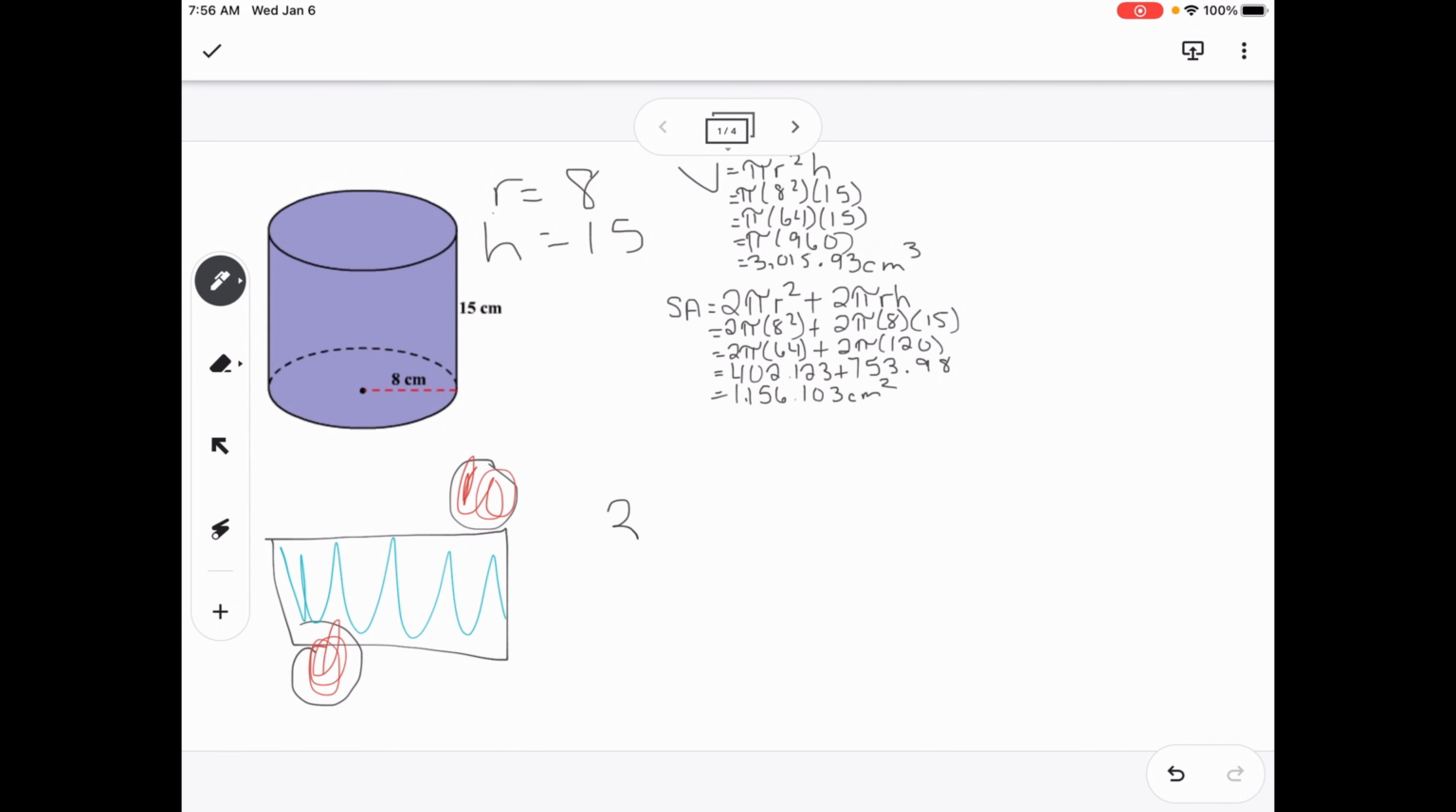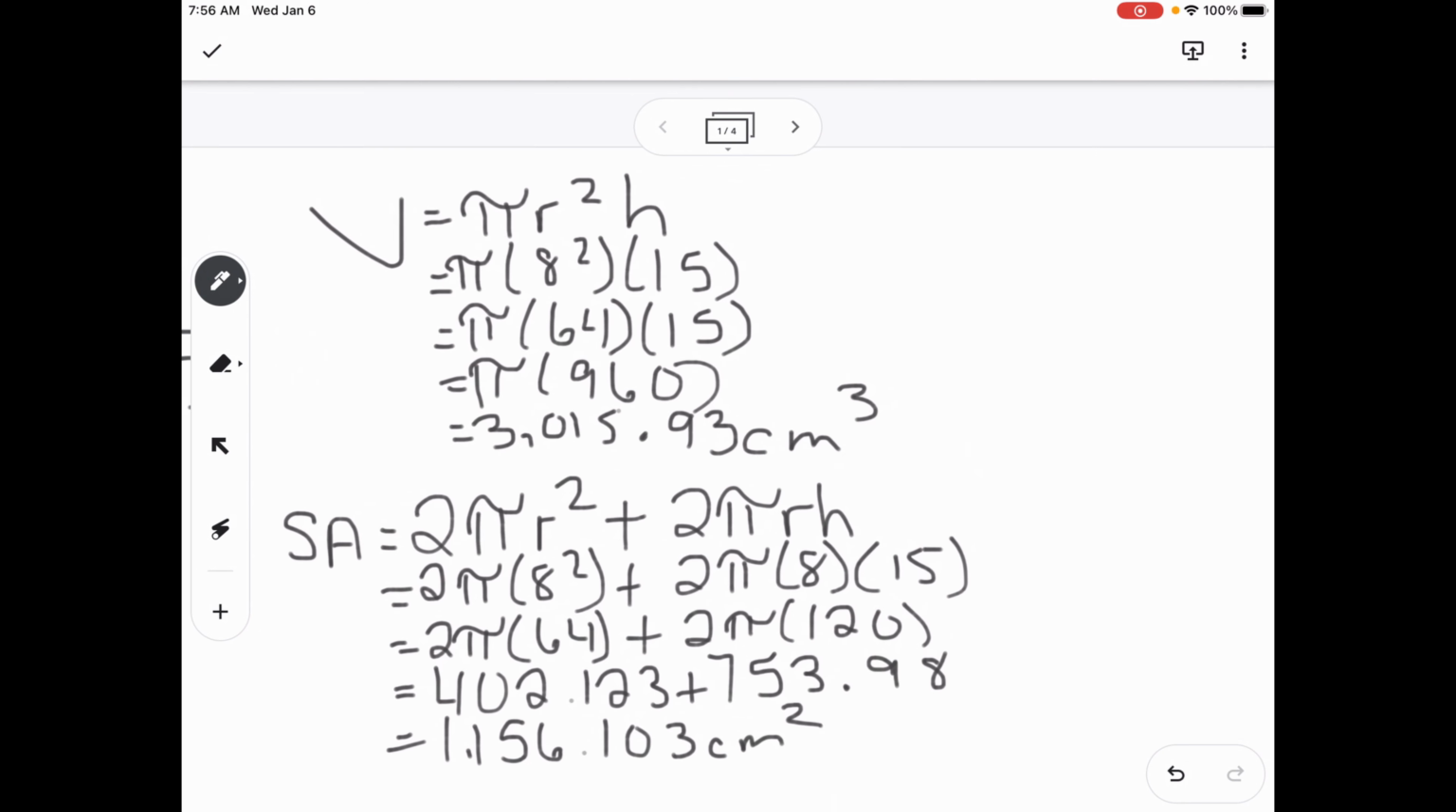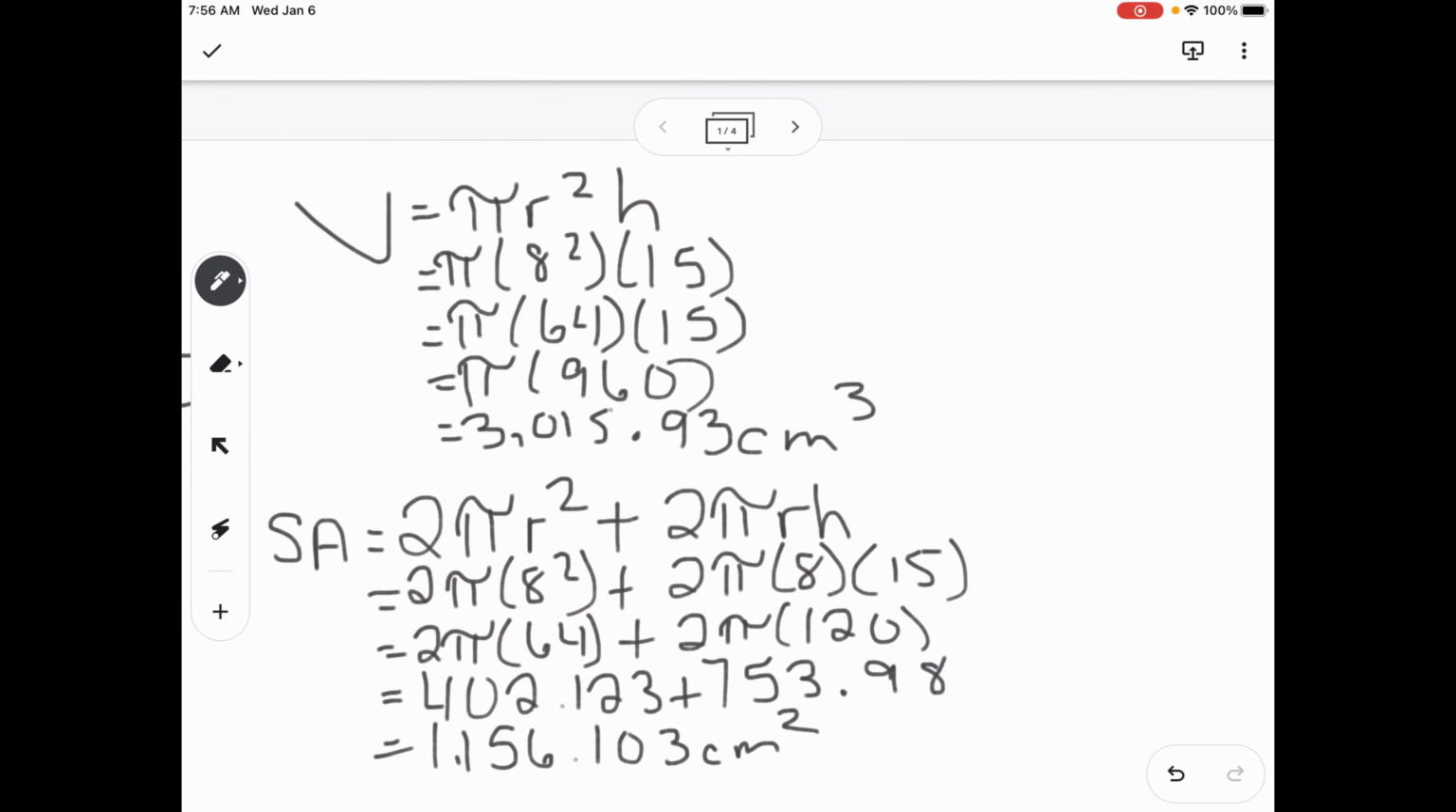Okay, so 3D shapes use the little 3. 2D shapes, if you're looking at area, use the little 2. All right, so again, this is just a tutorial video of how to find the volume and surface area of cylinders. Any cylinder this will work for. You need to remember to write your equation first, show all of your thinking steps, and then finish with those units, proper units of measurement.